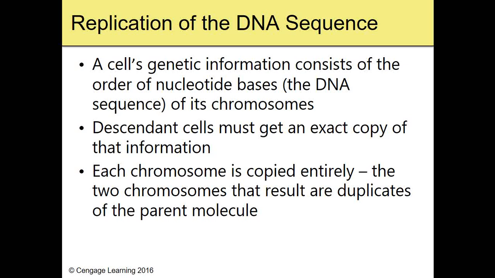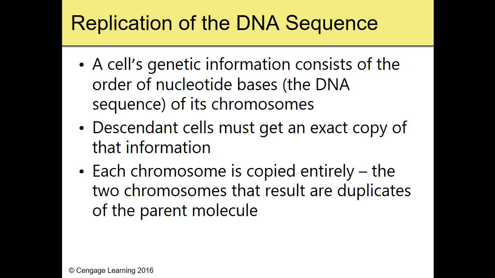the cell's genetic information does consist of the order of the nucleotide bases. And so just like we were looking at before with the one side of the ladder, the order that those bases are in, so it might be like GATTACA or something like that, that's actually what conveys the information for how to make proteins.